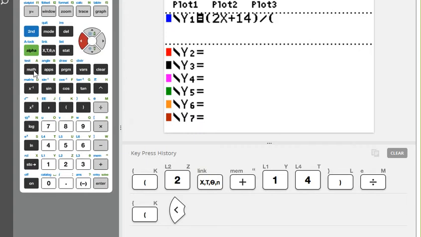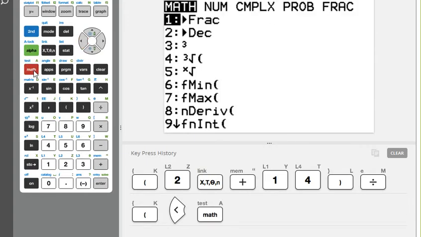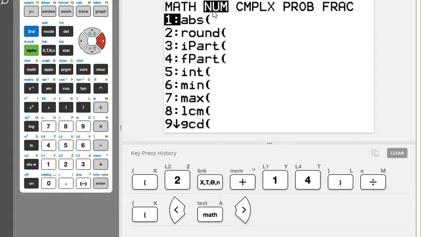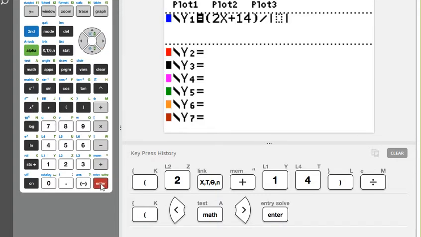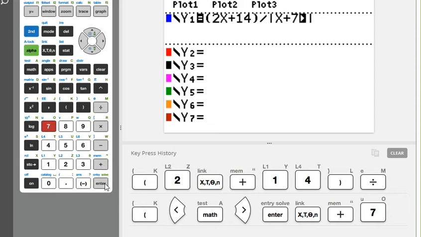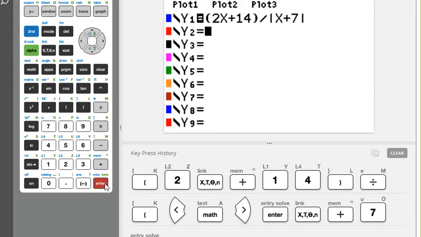So to find the absolute value, go to the math key. And then cursor to the right across the top to the number column. And then the first option there should give you the option for absolute value. Now, depending on how up-to-date your operating system is on your calculator, it might just show up as ABS. It might actually show up as the absolute value symbol. And then x plus 7. Enter. Nice. So, was everyone able to manage to get that in?